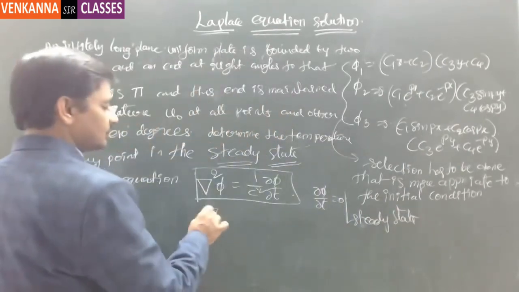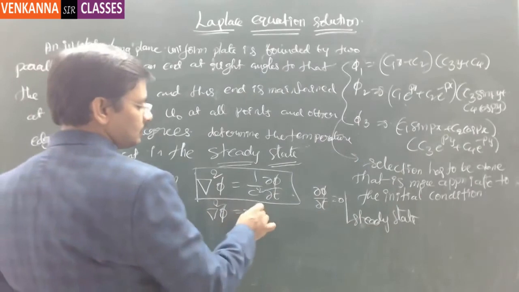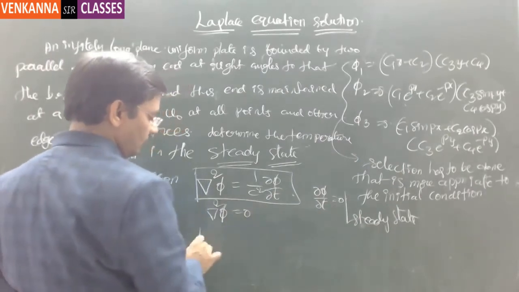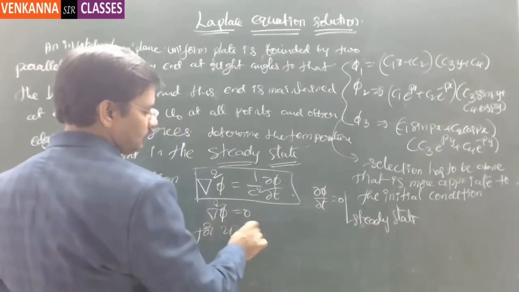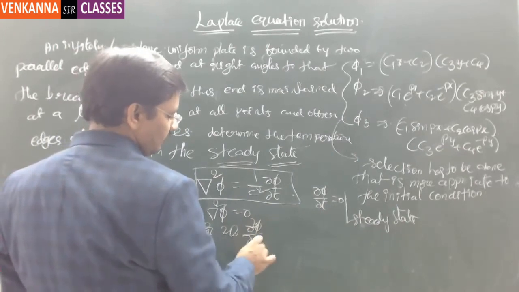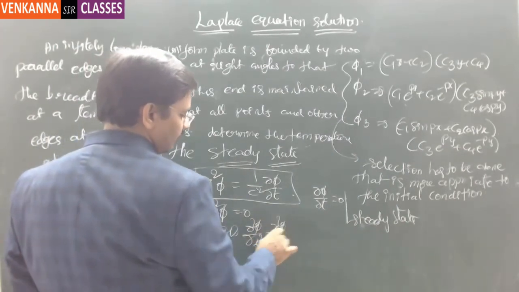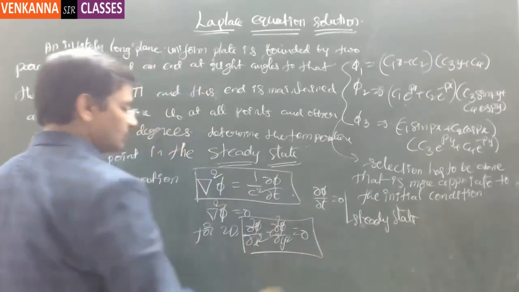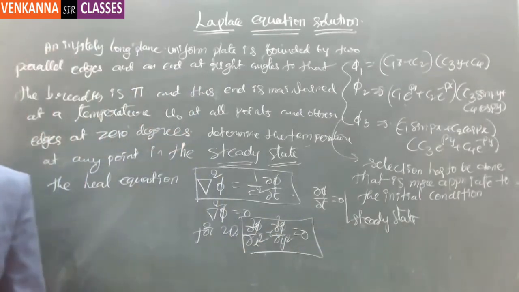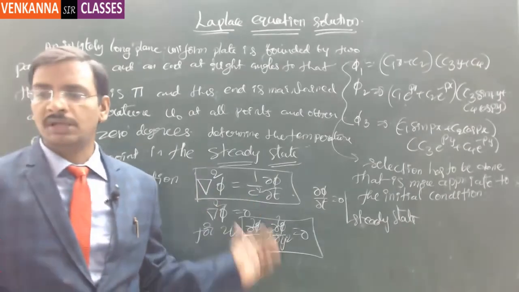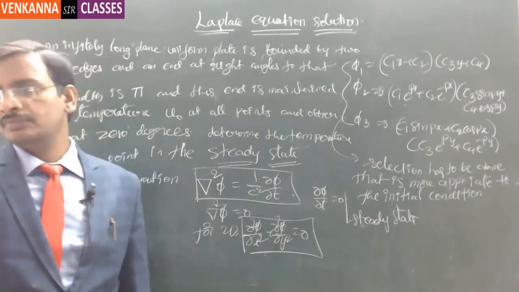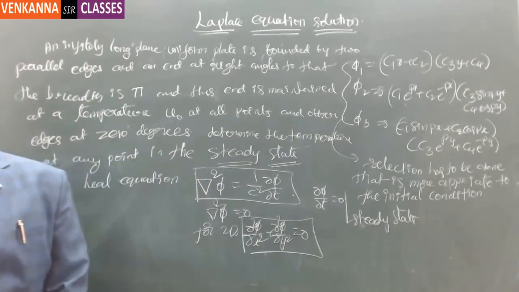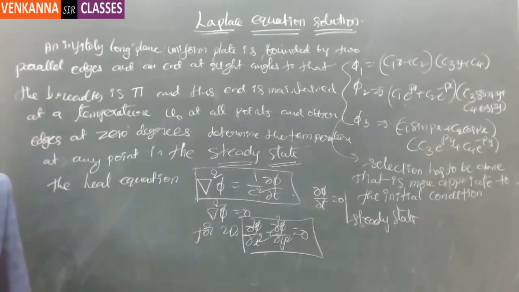And then del square phi equal to 0. So this is 3D. For 2D, it is going to be dou square phi by dou x square plus dou square phi by dou y square equal to 0. So this is the equation we are going to solve now. Got it? But this conclusion you have to make before starting the problem. You have to explicitly mention this. So note down this in the problem statement and the analysis. Now we are going to solve this.